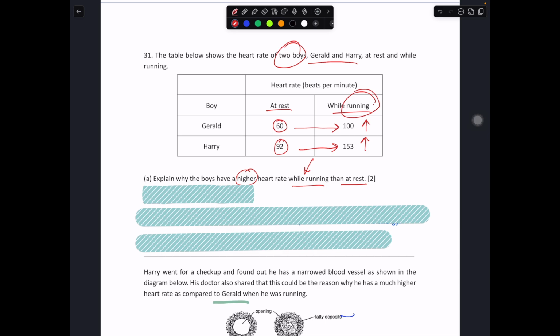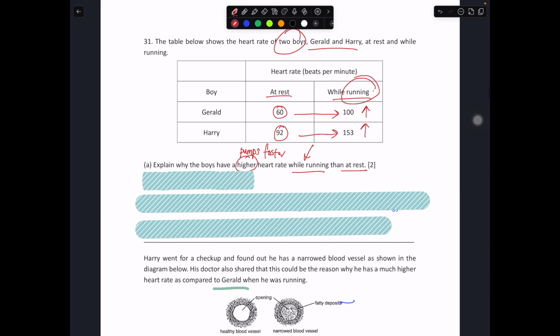The heart rate is faster. It means that the heart will pump faster. At this stage, since you are already taking PSLE, you should probably already know that this part is really talking about pumping faster to bring what? To bring oxygen plus your digested food to all parts of the body faster, so that you can release more energy that is required for running.